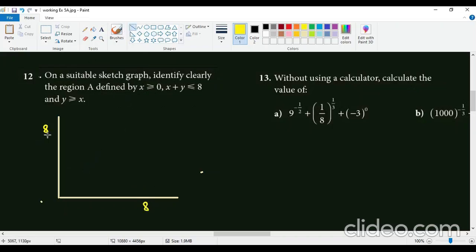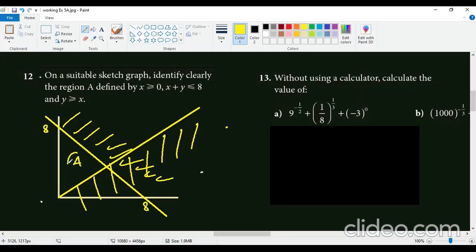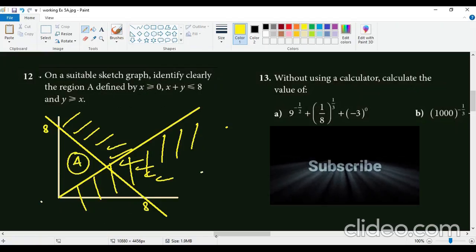Taking a straight line over here, something like this, it should cross exactly at 8 on the y-axis and 8 on the x-axis. And another line which is going to be y equals x, something like this. The shaded region is going to be all this area which is shaded like this. So this is going to be your region A. Moving on to question number 13.